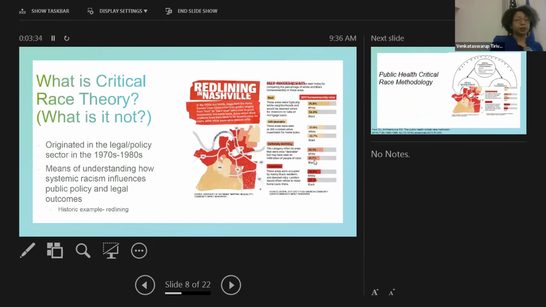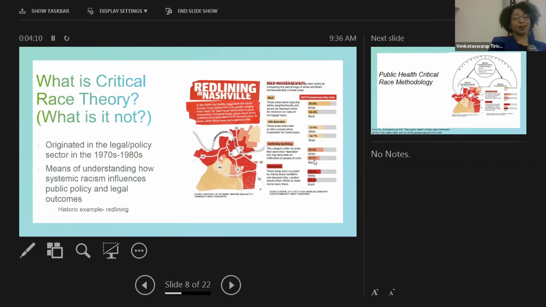And so circling back to that question that I originally asked, what is critical race theory and what is it not? Critical race theory is not taught in K through 12 education, despite popular belief by these headlines. It is actually a theory that originated in the legal and policy sector in the 1970s and 1980s as a means of understanding how systemic racism influences public policy and legal outcomes. And so perhaps one of the most prominent examples of how critical race theory is used to understand systemic racism is the example of redlining.